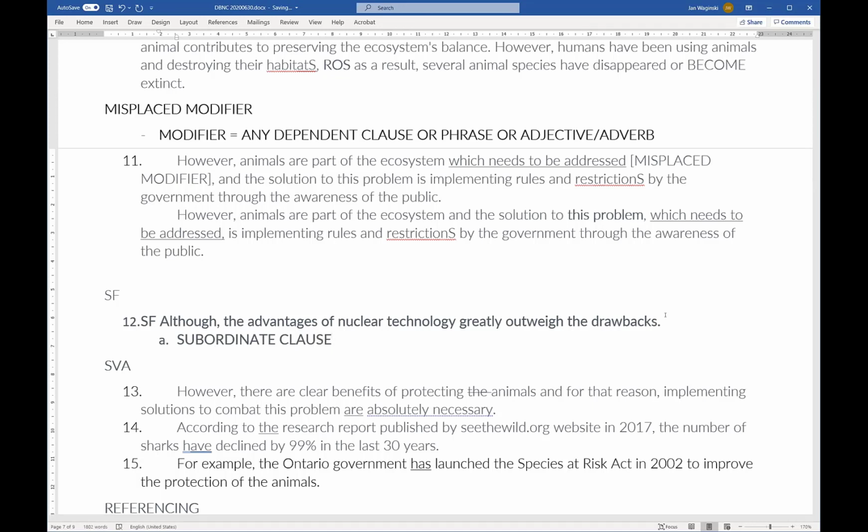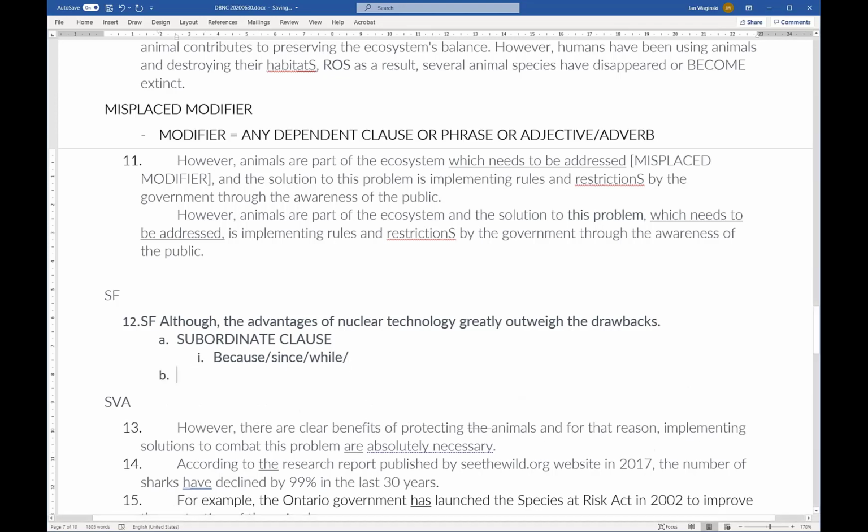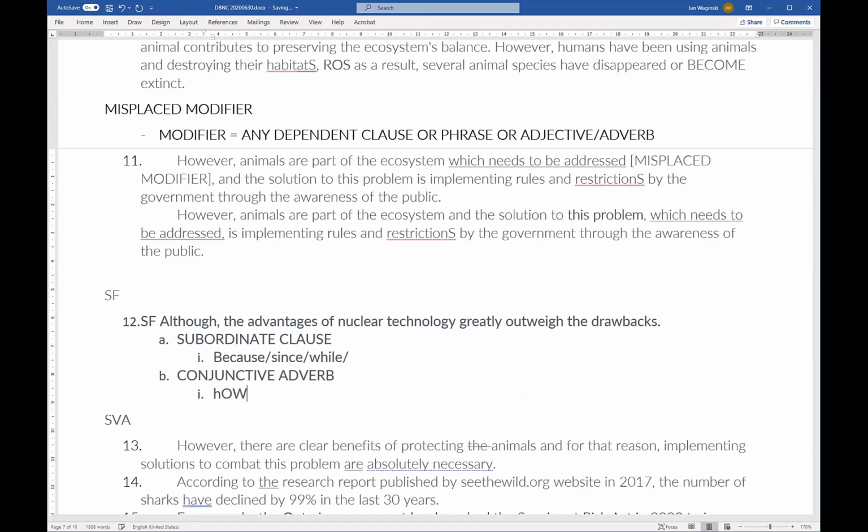Well, it's called a subordinate clause. Subordinate clauses include words like because, because of, however, while. No. Which one did you say that's wrong? However. This is a conjunctive adverb. I know them as a group. However, moreover, furthermore.